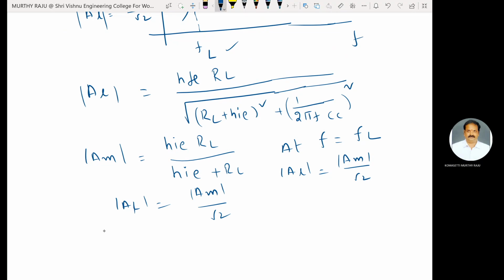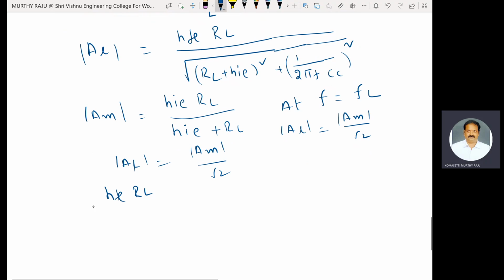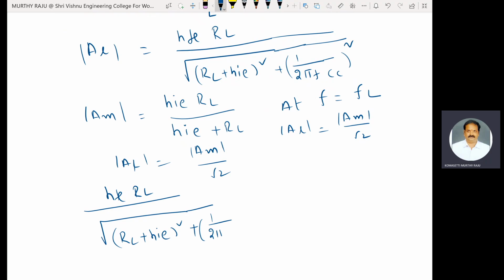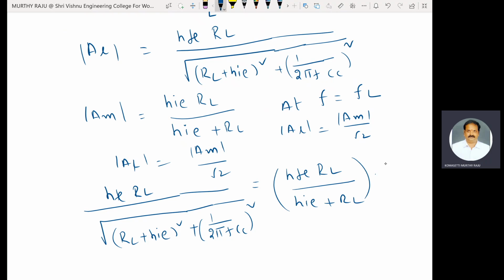So mod AL is HFE RL by square root of RL plus HIE whole square plus 1 by 2 pi F CC whole square, which is equal to mod AM by root 2. Mod AM means HFE RL by HIE plus RL into 1 by root 2.